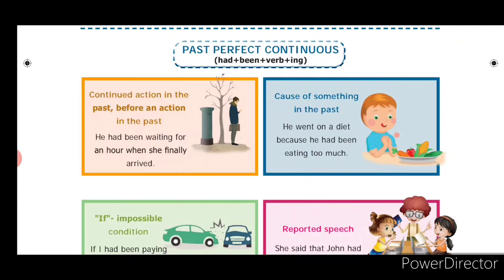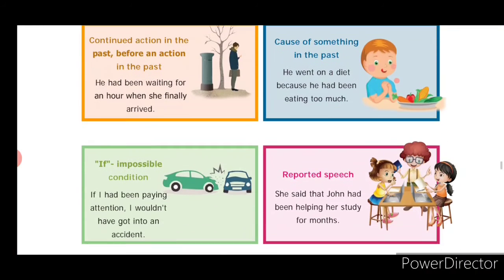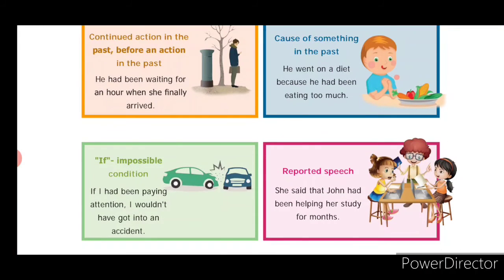It is also used for causes of something in the past. He went on a diet because he had been eating too much. Also for an impossible condition: if I had been paying attention, I wouldn't have got into an accident. In reported speech also we use this: she said that John had been helping her study for months. It's a continuous action which happened in the past, and one more finished action is also there. In those cases we use past perfect continuous tense.